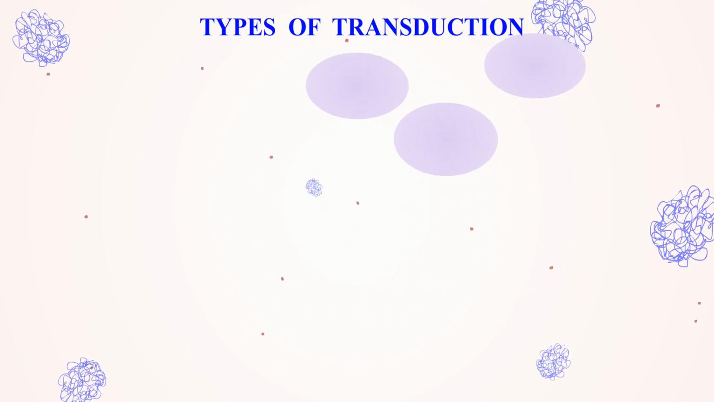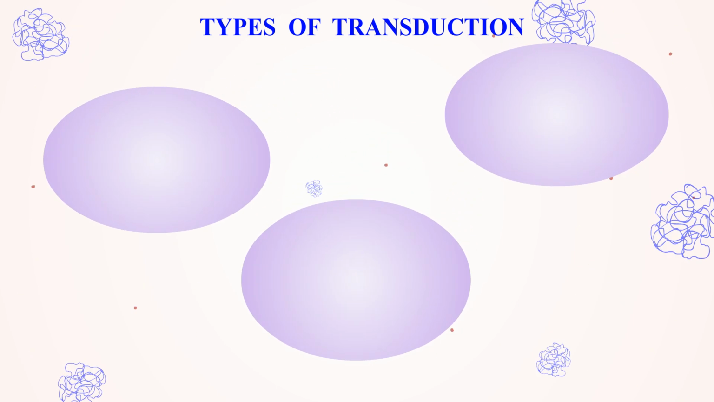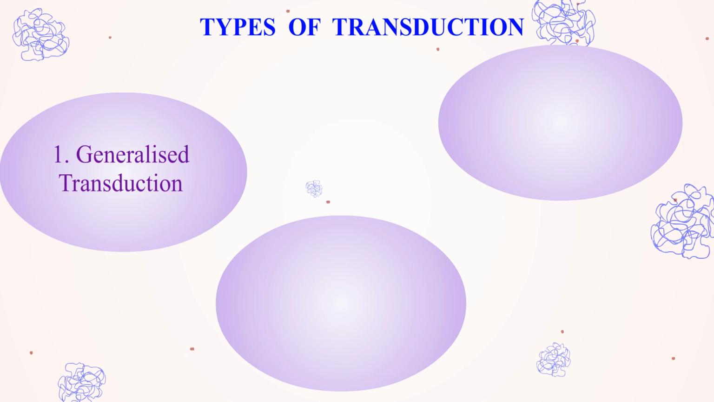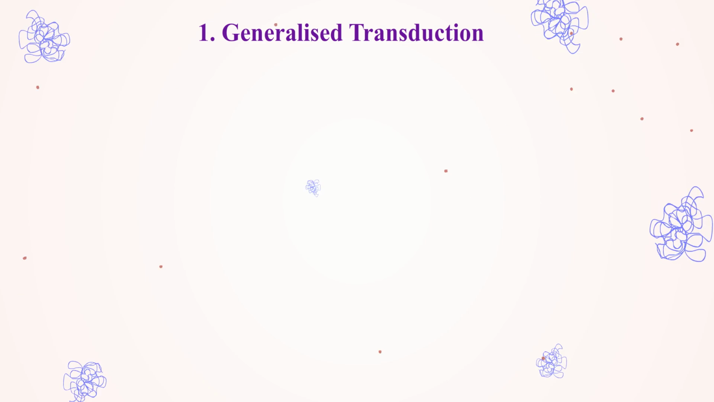Based on the method through which the genome will be replicated and packed inside the bacterial cell, transduction is again divided into three. 1. Generalized transduction. 2. Specialized transduction. And 3. Lateral transduction.